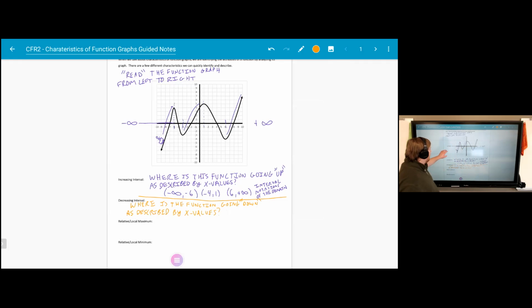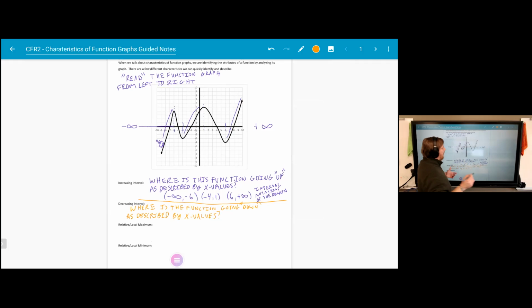So let's look. Let's see where it's going down. It's going down from here to here. And then from here to here, this function is going down. That's the only time the function's going down. So if we use those x values to give our x interval, our domain pieces, it's going down between -6 and -4, and it's also going down between 1 and 6. And that's how we describe those things.